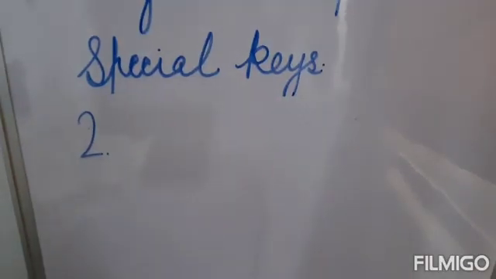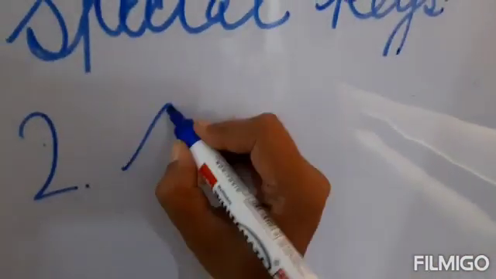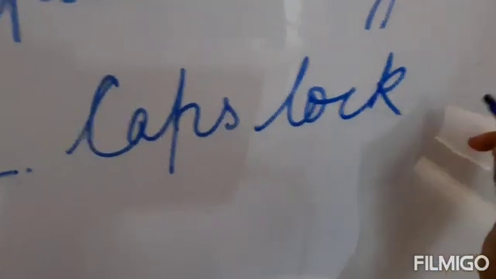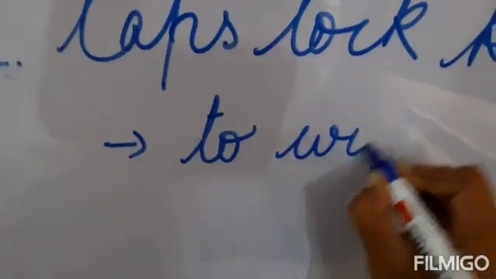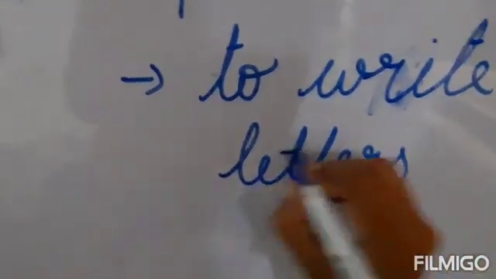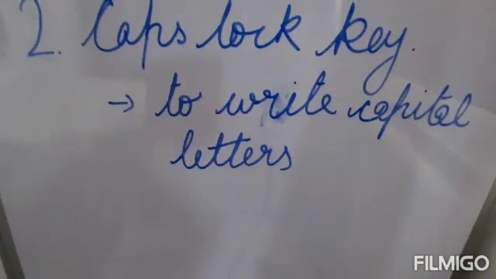Right. All right, children. So what is the second key that we learnt about today? That is the caps lock key. And what did we learn about this? Why do we need this key? To write capital letters. So we use this key to write capital letters.